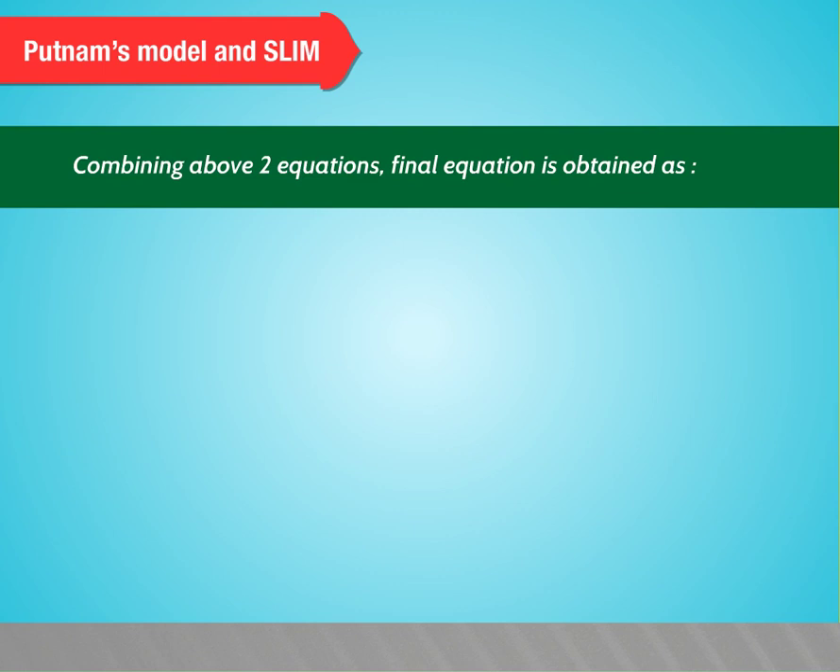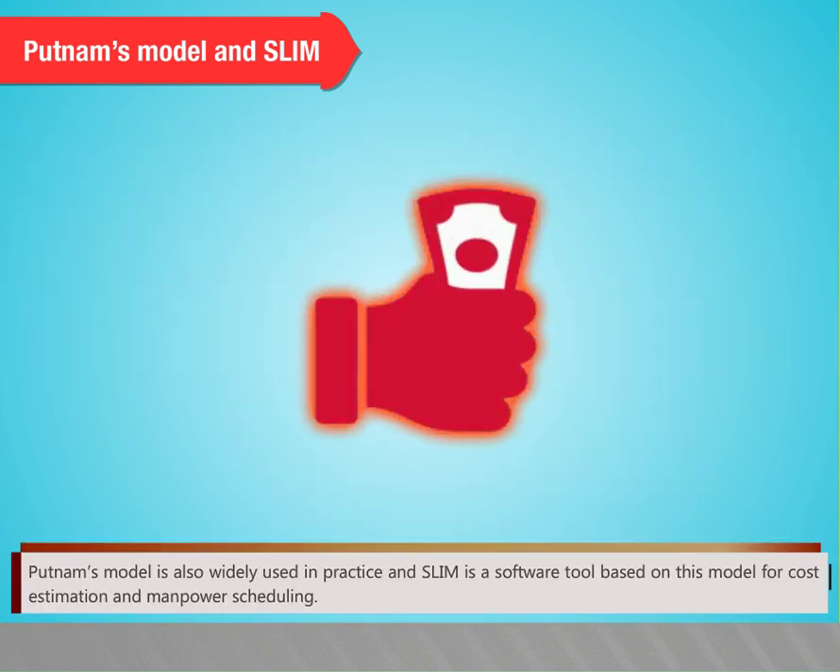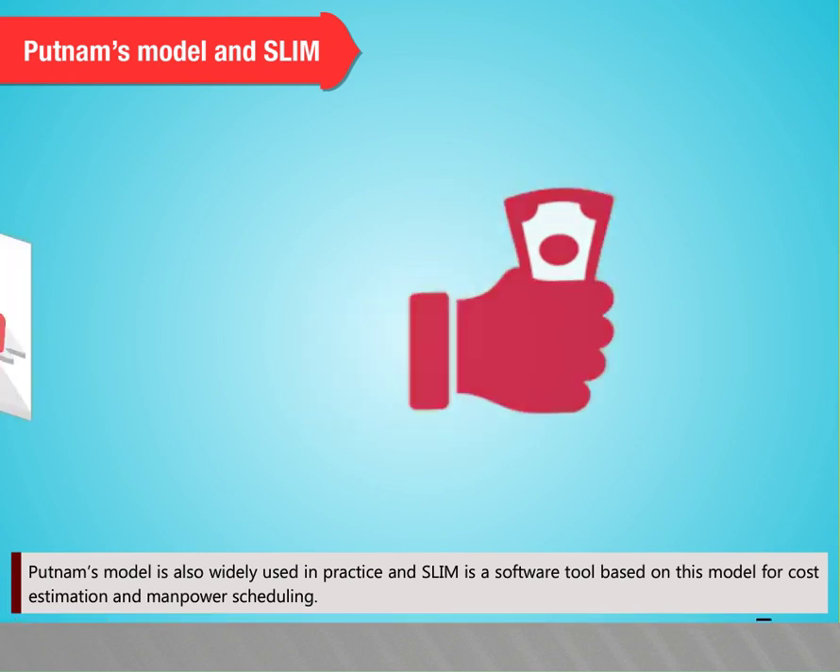Combining the above 2 equations, the final equation is obtained as effort is equal to D0 to the power 4 by 7 into E power minus 9 by 7 into S power 9 by 7, and TD is equal to D0 power minus 1 by 7 into E power minus 3 by 7 into S power 3 by 7. Putnam's model is also widely used in practice, and SLIM is a software tool based on this model for cost estimation and manpower scheduling.